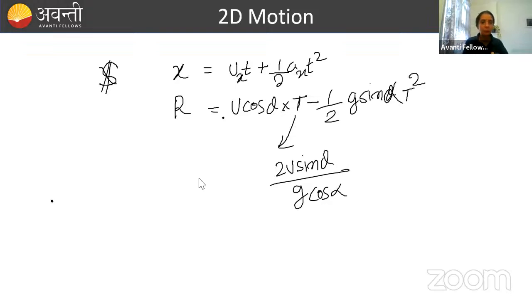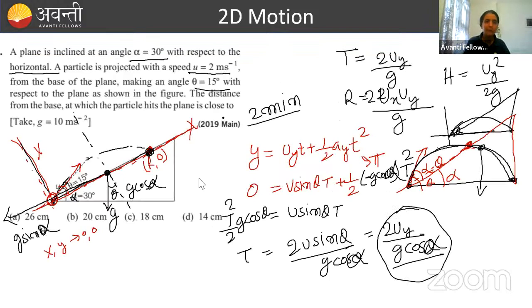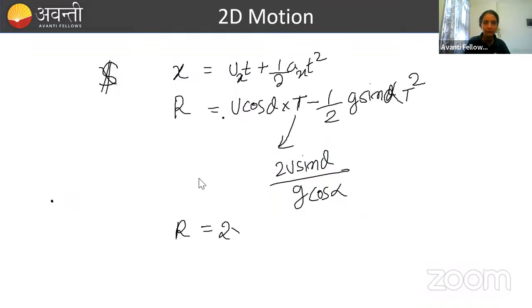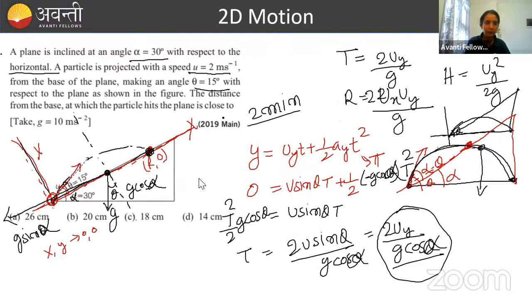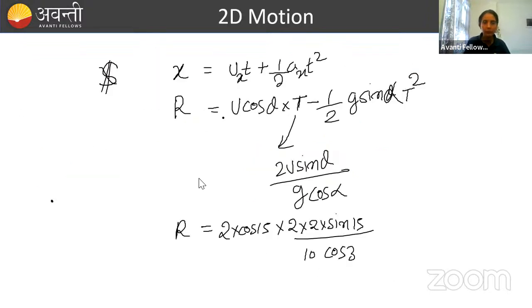Now here, if you put the values, what will you get? R equal to, the value of U is how much? The value of U given is 2 meter per second. So U is 2 meter per second, cos 15 degree into time of flight, that is 2 into 2 into sin 15, right? Divided by what you will write, 10 cos alpha. Alpha is your 30 degree. So here you write 30 degree. Minus what will you write? Half g sin alpha, that is your 30 degree, into t squared.